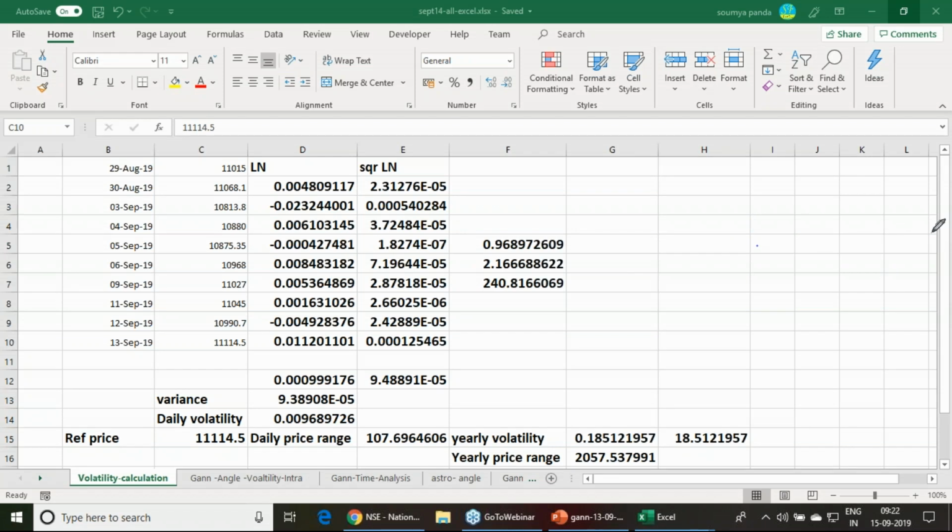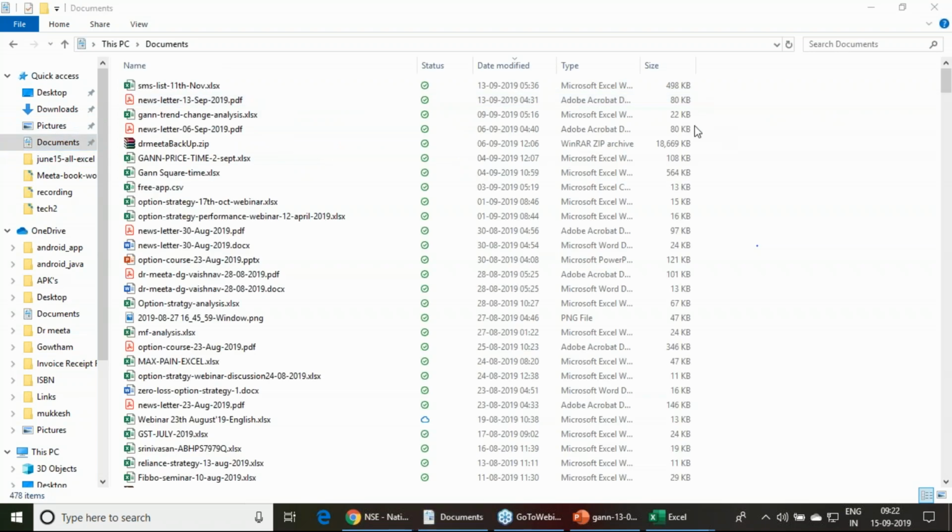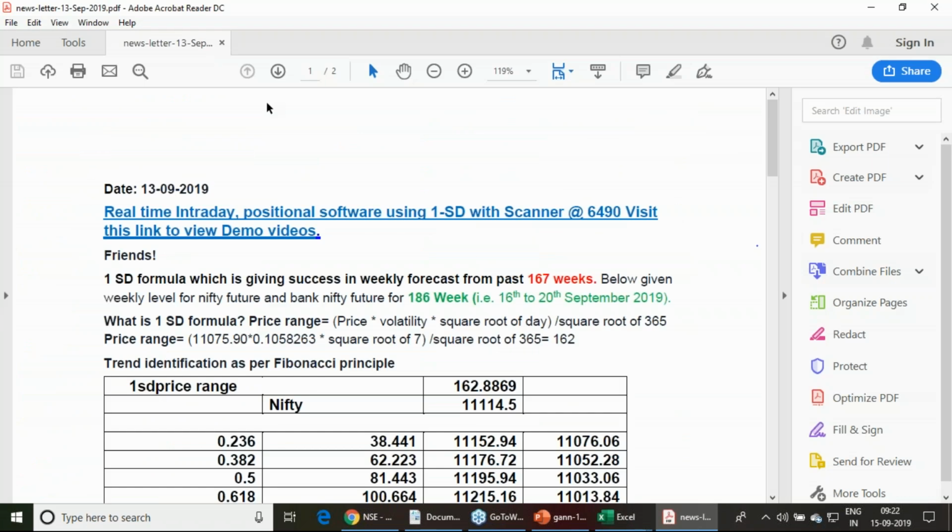Because real-time volatility, you can't get it from the Excel sheet calculation. It requires a lot of algorithm. So this is what you can say. Every week we are releasing one trend report. So how many of you are getting the trend report? Every week we are releasing one trend report for Nifty and Bank Nifty.